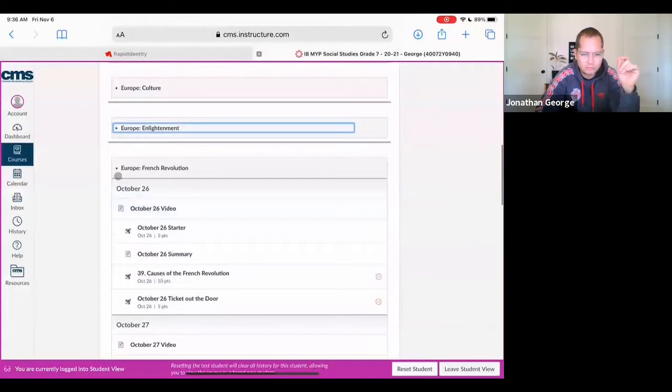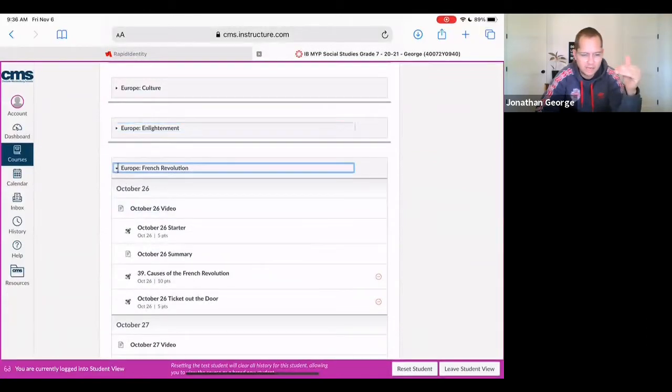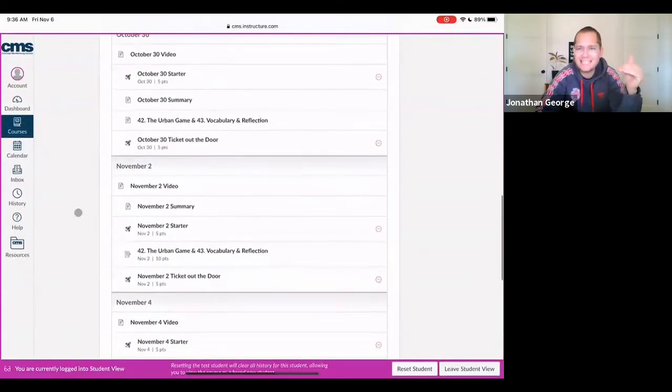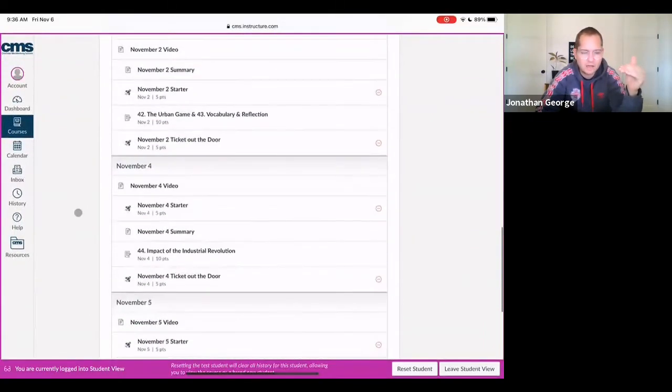So don't get too confused. Everything's still in sequential order. Everything's still in chronological order by date. So you don't have to worry about that. But I think it'll make it a little bit easier for you to navigate Canvas.